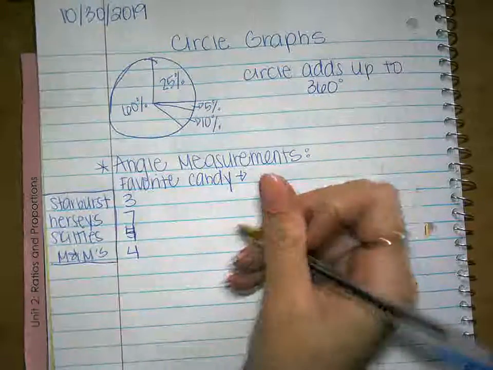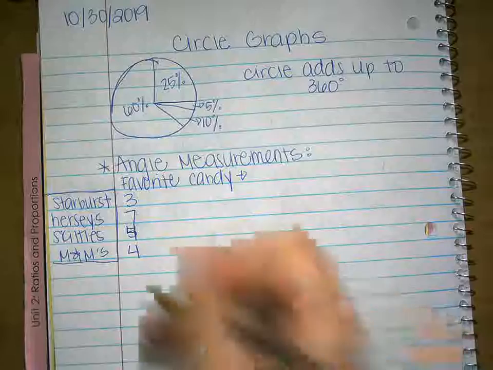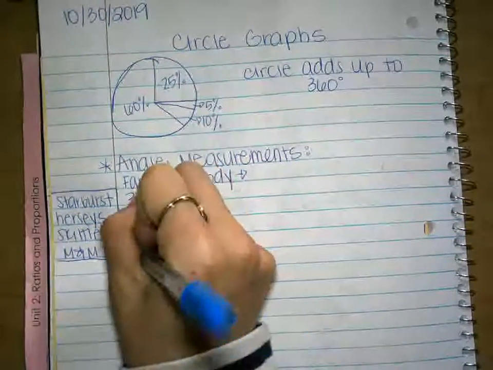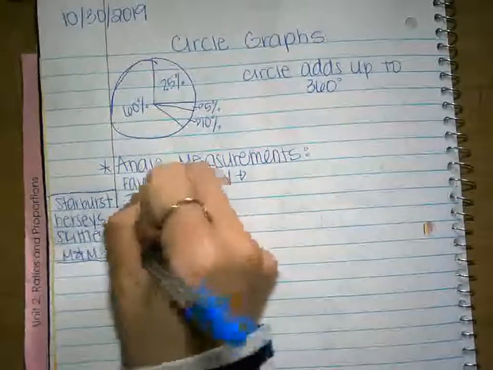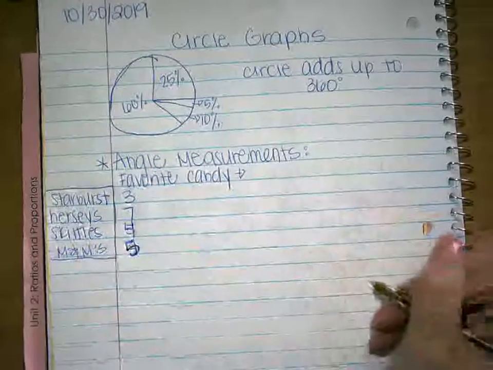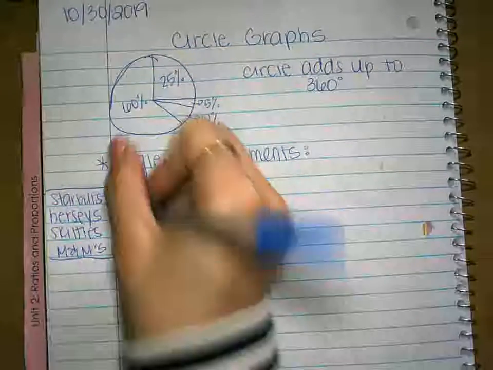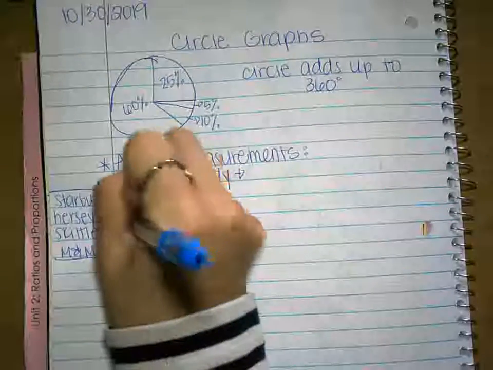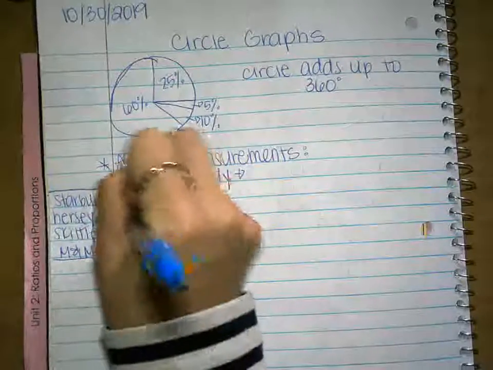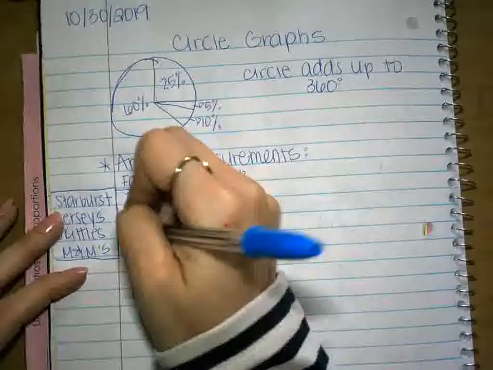Okay, we're going to add 1 to M&M's to make it 5, and add 1 to Hershey's to make it 8. So we should have 3, 8, 4, and 5.